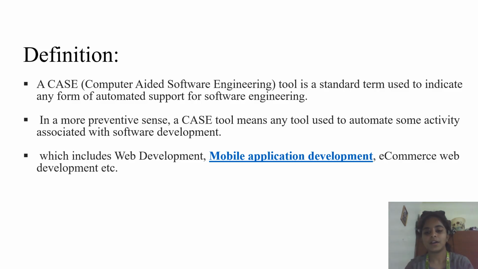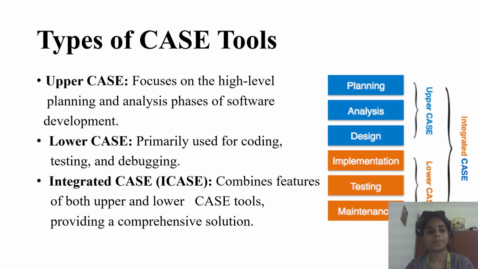CASE means computer aided software engineering, and these tools are used for software development. There are three types of case tools. These case tools help in defining the software development. In software development, there are six phases: planning, analysis, design, implementation, testing, and maintenance.